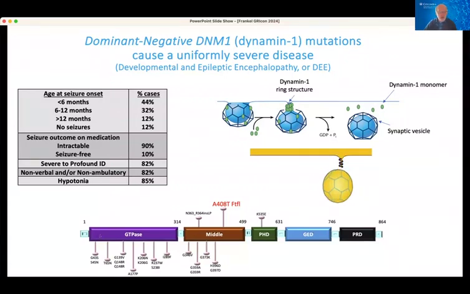So the Dynamin-1 gene has several domains. All the known human pathogenic variants occur in the GTPase domain. The GTPase is the enzyme that provides energy for that event, or in the middle domain, which is where our mutations that we're studying are, which is important for that assembly from the monomer to the multimer.